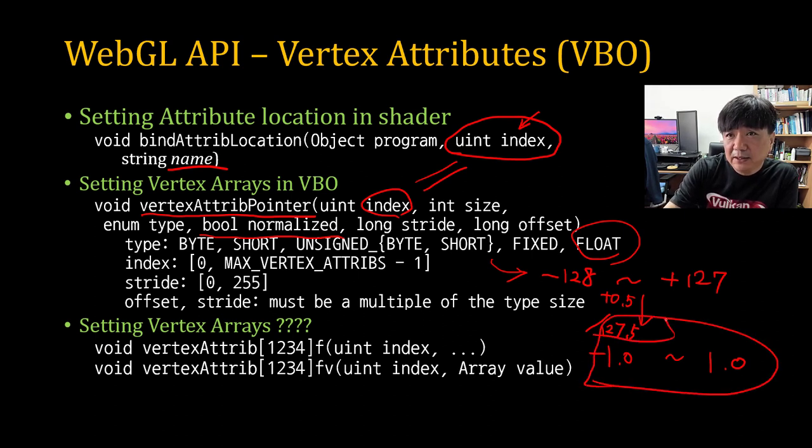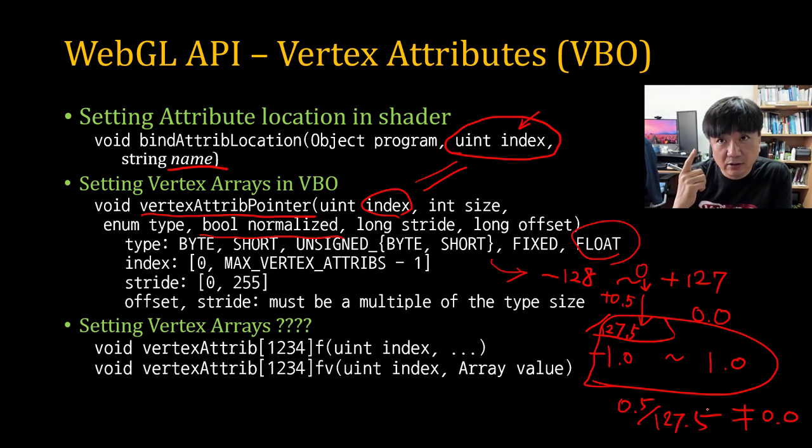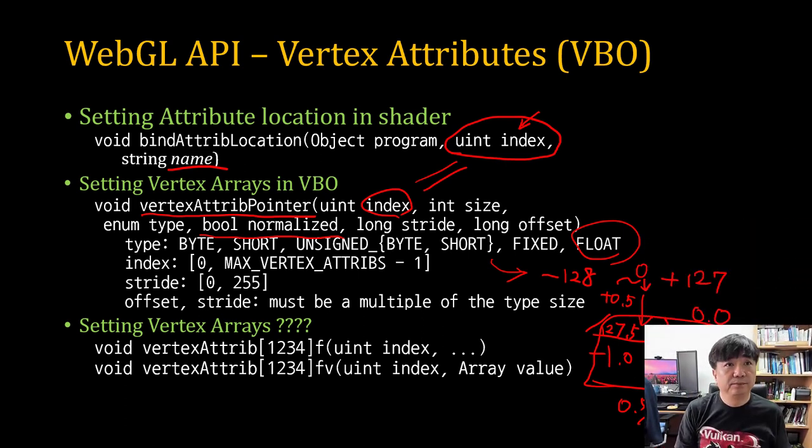So it means that if we normalize it, we can get -1.0 and +1.0, but we cannot get exactly 0.0. It is because in case the input value is 0, then it changes into +0.5, and then we divide by 127.5. So it is not exactly 0.0. So we cannot get the exact number 0, okay? And then integers, okay, so normalized.